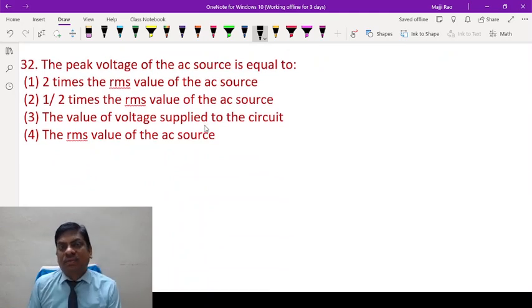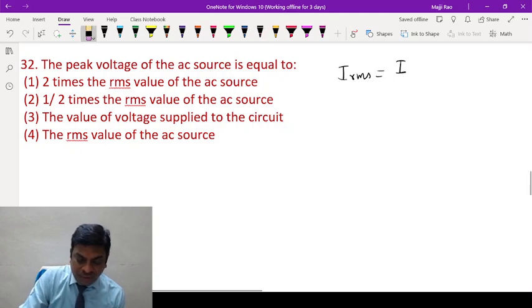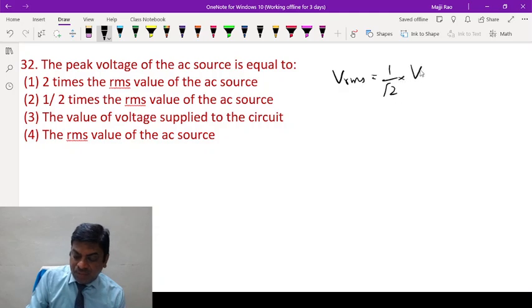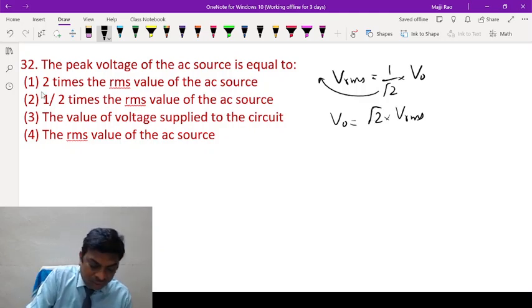The peak voltage of the AC source is equal to. This is very simple, students. You all know that IRMS is equal to peak value. Sorry, voltage. They are asking about voltage. Not a problem. So RMS voltage is equal to 1 by root 2 times the peak voltage. So peak voltage will be root 2 times the RMS voltage. So I'm sorry students, this should be root 2 actually. So first option.